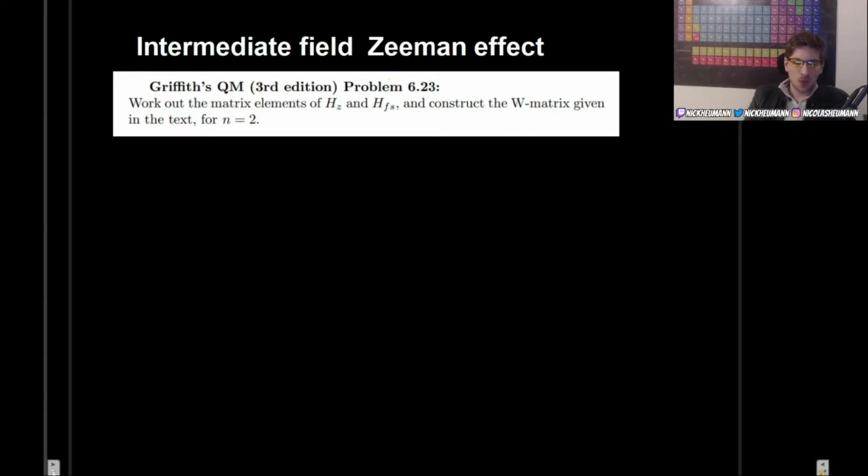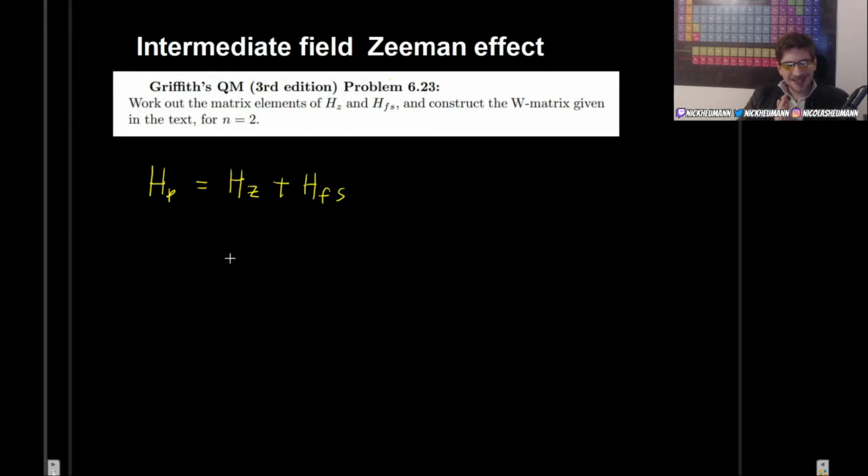As I mentioned, we now have to take our perturbation Hamiltonian to be the sum of the Zeeman part as well as the fine structure Hamiltonian. And we are going to want to apply perturbation theory to this.